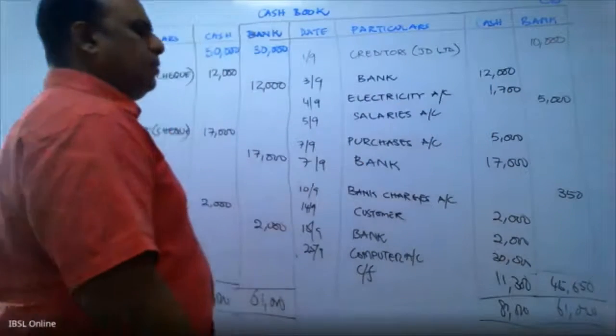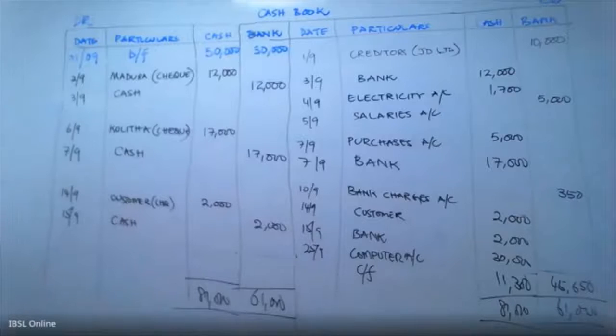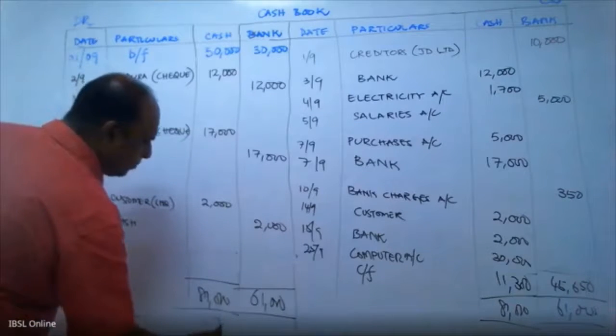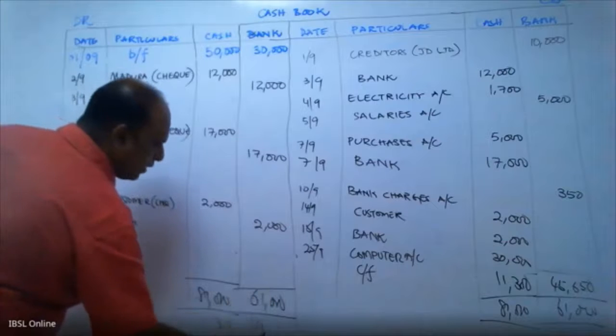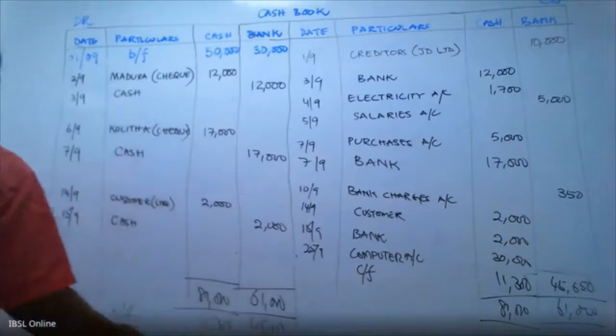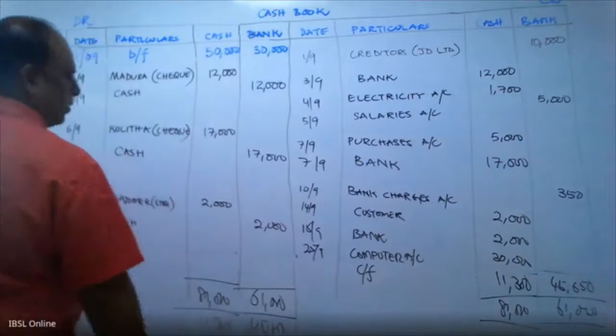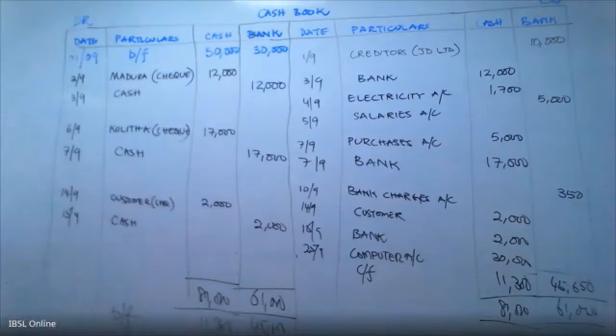Correct? Yes, sir. Right. And you have to put the same thing here also. Brought forward that 11,300 and the 45,650. So this is what is going into the next period. That is the next month when you start. These two balances will be your opening balances. That is where you start with your next month.